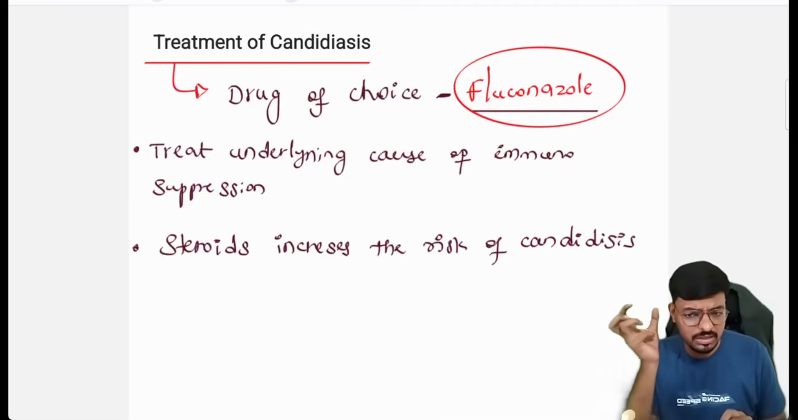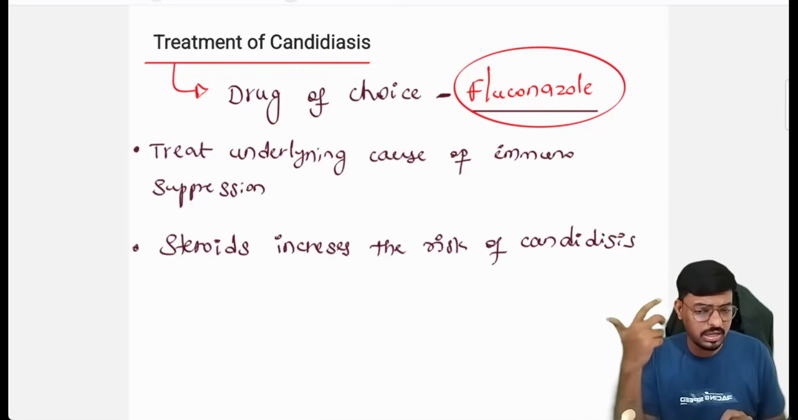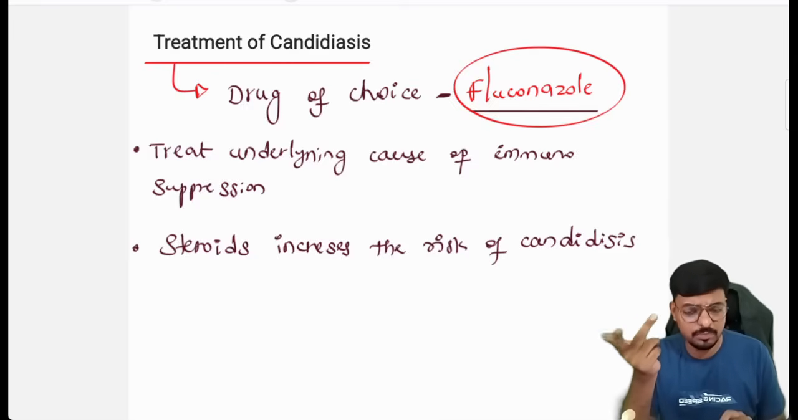Wherever there is immunosuppression, the risk of candidiasis is more. So if I am improving the immunity, the risk of candidiasis is less. So treat the underlying cause of the immunosuppression. That immunosuppression may be due to overuse of steroids, due to HIV and AIDS, or due to any cancer therapy we are giving, chemotherapy, radiation therapy. In that particular condition, there is the highest risk of immunosuppression.